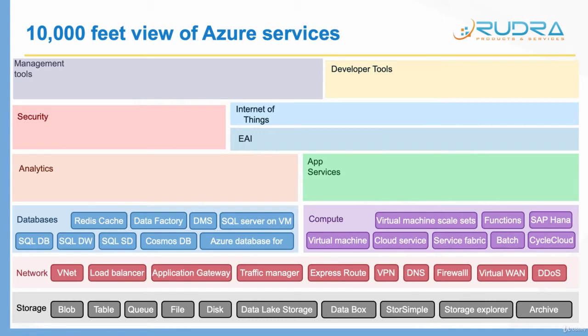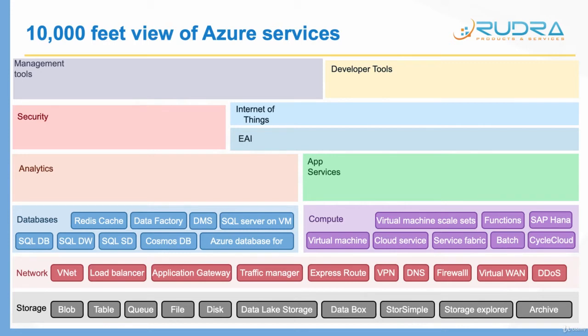And Azure Database for. The reason I left it like that is there are offerings from Microsoft where you can deploy MySQL on the cloud using Azure Database for MySQL. And similarly, you can use Azure Database for PostgreSQL in order to deploy PostgreSQL. Similarly, I'm pretty sure Microsoft will keep on adding these. So that's the reason I left Azure Database for. And in databases, you have Redis Cache and Data Factory.